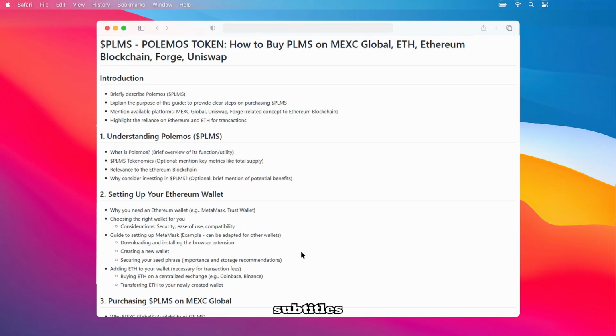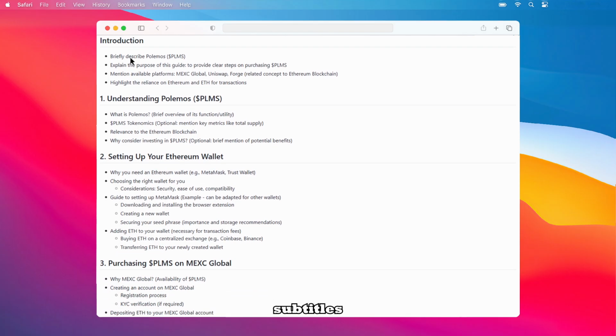Today, we're diving into POLEMOS, or $PLMS, and explaining how to buy it on platforms like MEXC Global, UNISWAP, and Forge, all while understanding its relationship with the Ethereum blockchain. This guide will provide you with clear steps to acquiring $PLMS. We'll cover options on centralized and decentralized exchanges. So let's get started.